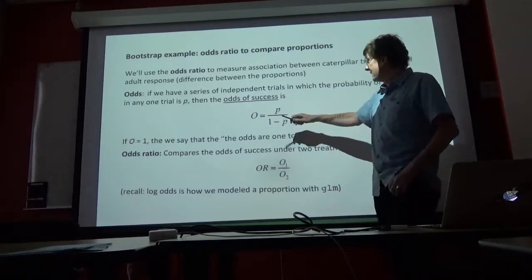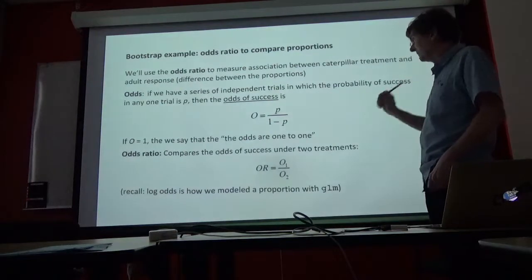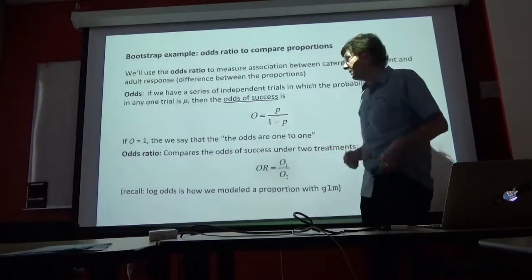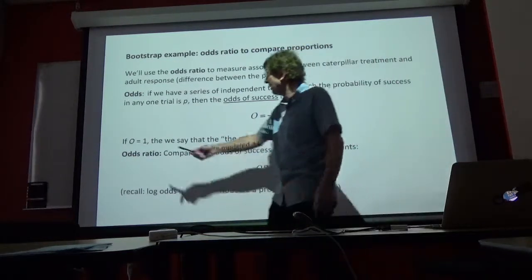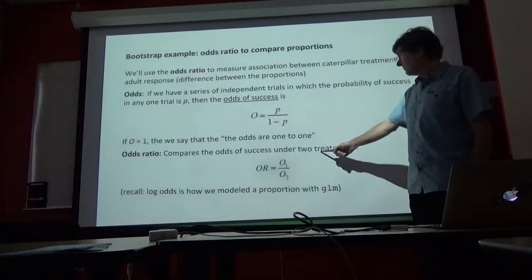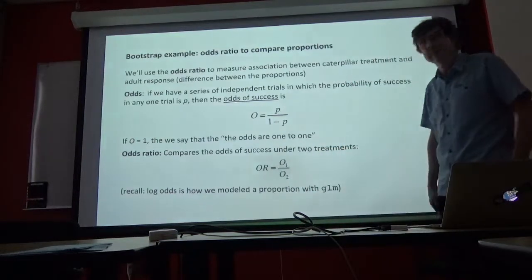Okay, so the odds of success is basically the proportion of successes over the proportion of failures. And if the success and failure rate are roughly the same, we said the odds are 1 to 1. You could calculate an odds value O of 1. The odds ratio is the odds under one treatment over the odds in the other treatment.